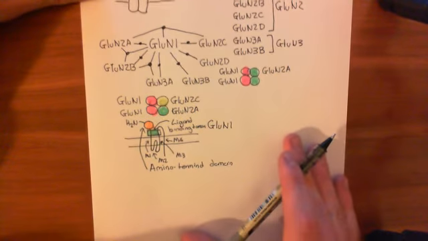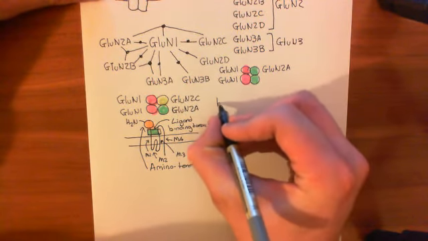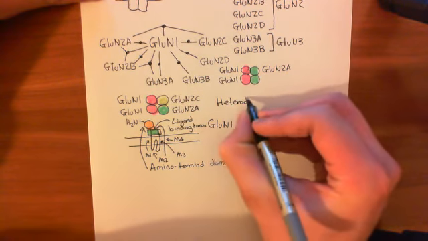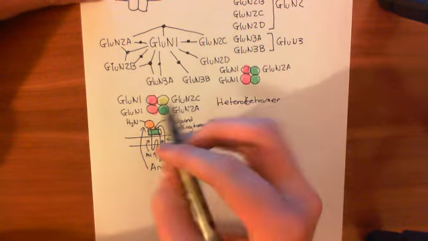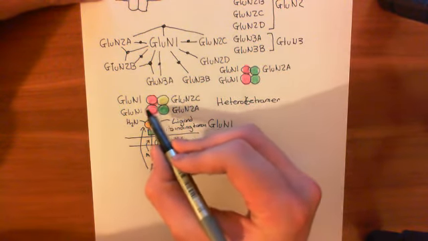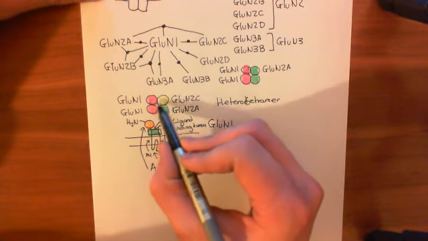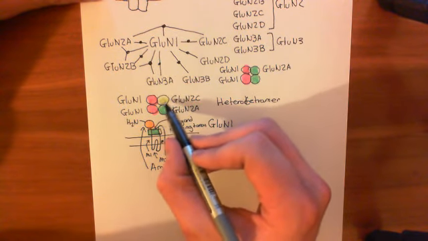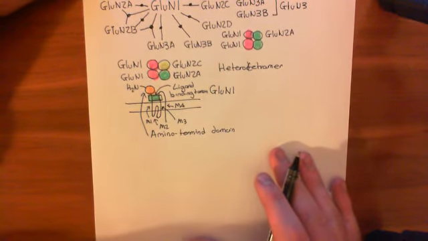In every single heterotetramer that you make, and you can only make heterotetramers, you cannot make homotetramers in this case, you have to have 2 gluN1s. Then you can have 2 other ones in the vacant positions, and they can either be the same 2, or you can have different ones and form a heterotetramer out of 3 different subunits.